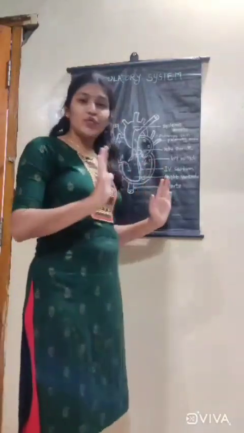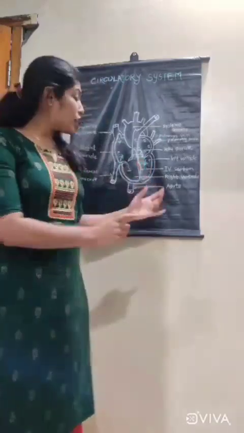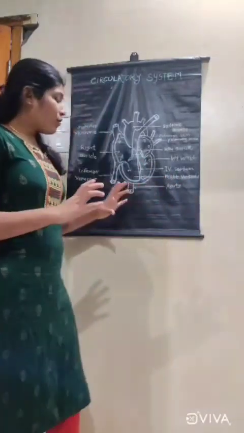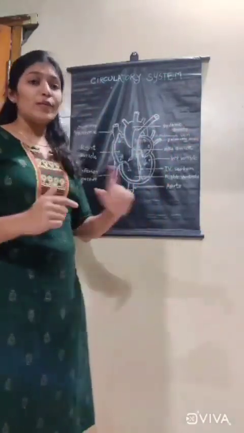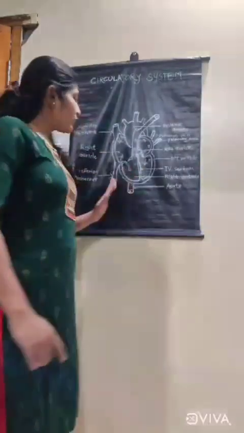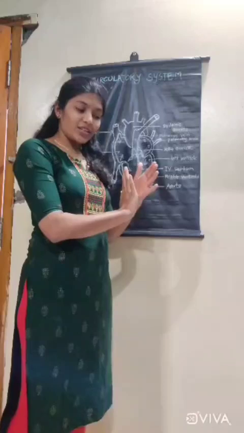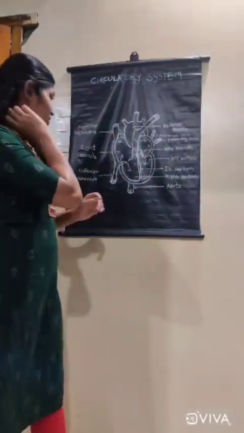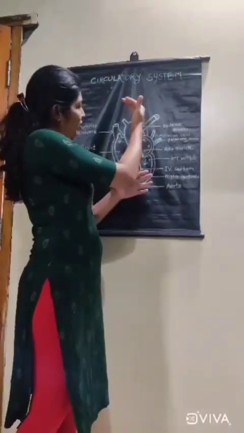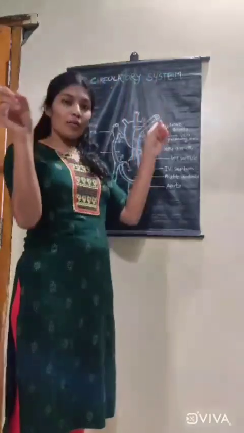So our heart is situated in the lungs, slightly towards the left side in the thoracic cavity. When we learn concepts with these actions, it will be more memorable for us for a long time. Today we are going to discuss how deoxygenated blood comes into our heart, how it becomes oxygenated and passes through all body parts.